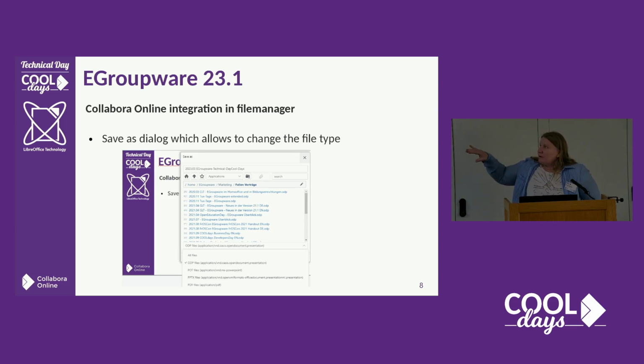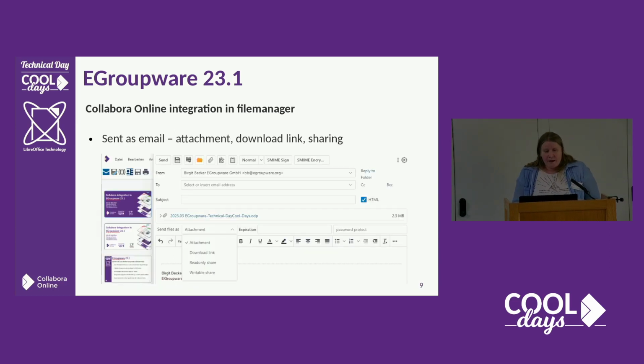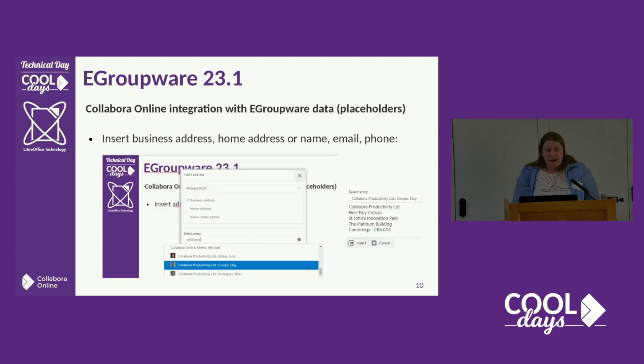So we have a file manager dialog in Collabora, which allows you to change the document files, and save it somewhere else with a different document type. Since many versions, you can also save it as a PDF in EGroupWare. And for sure, we have the regular integrations like send an email as attachment, a download link, sharing link, these things.